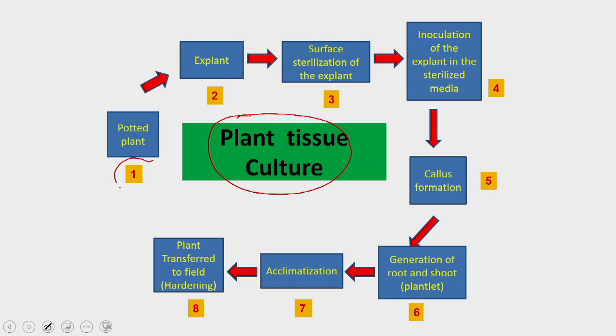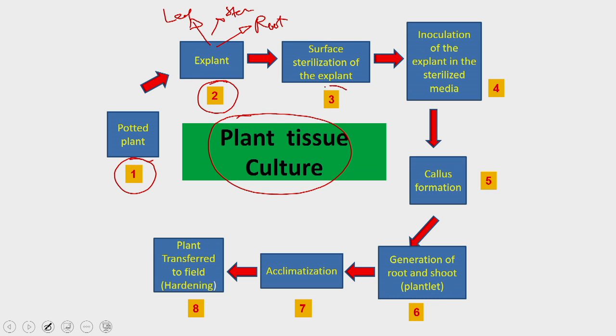First, you are going to select the source of explant, which means either the potted plant or the plant which you can take up from the fields. Then you are going to select the explants, which means the explant could be the leaf, the stem, or in some cases the root. So you can choose which part of the plant you would like to use as an explant.